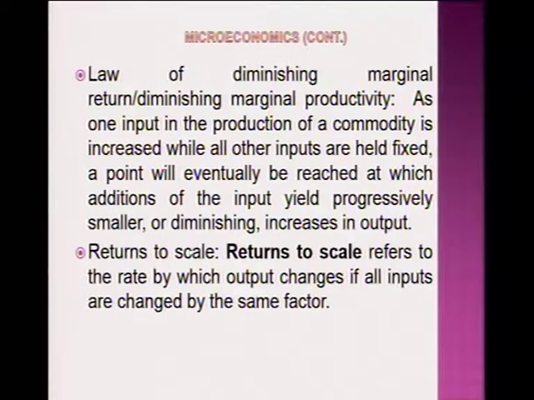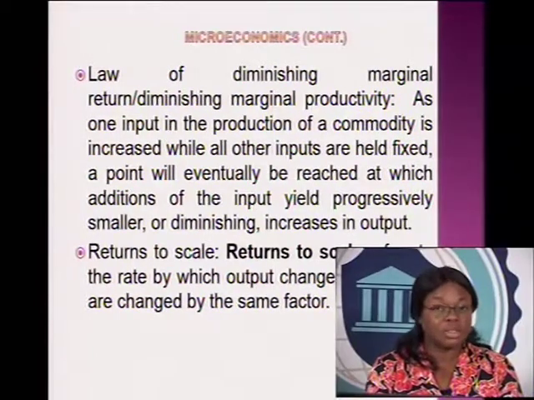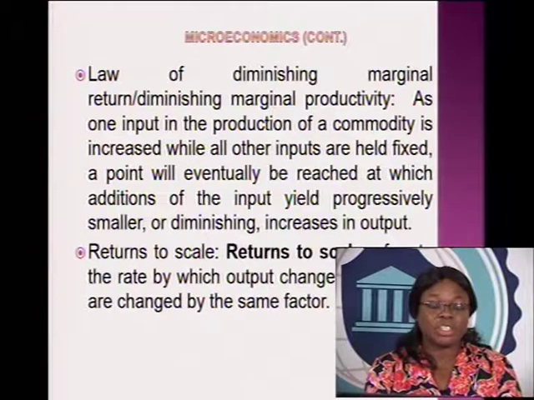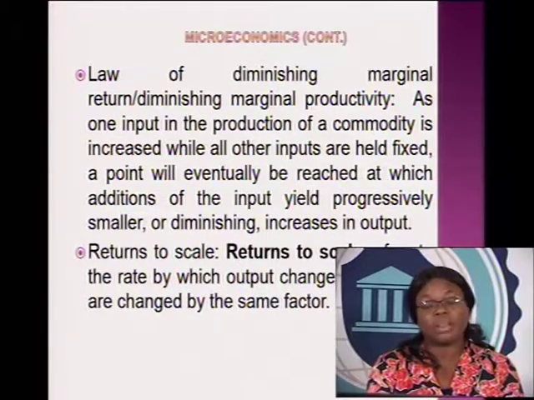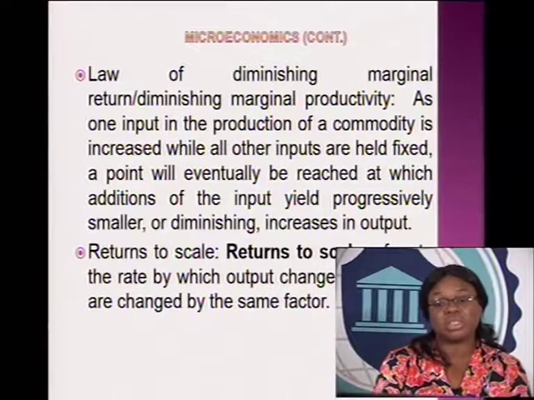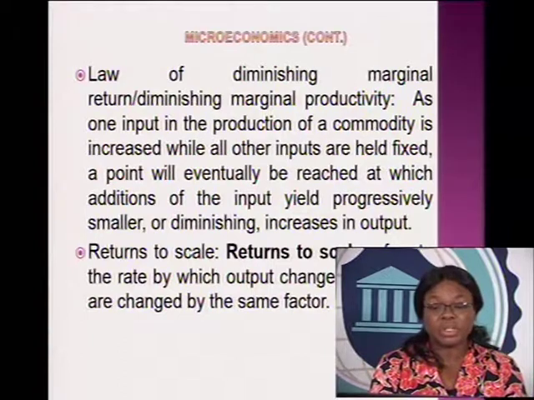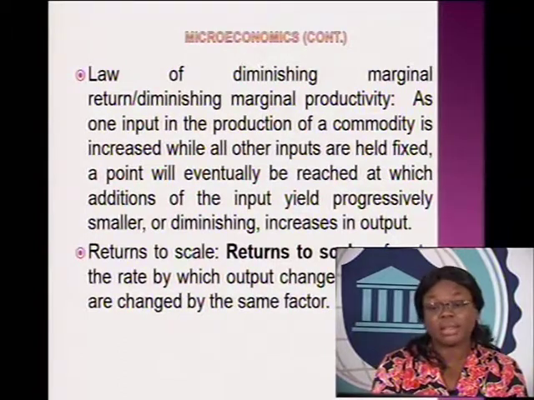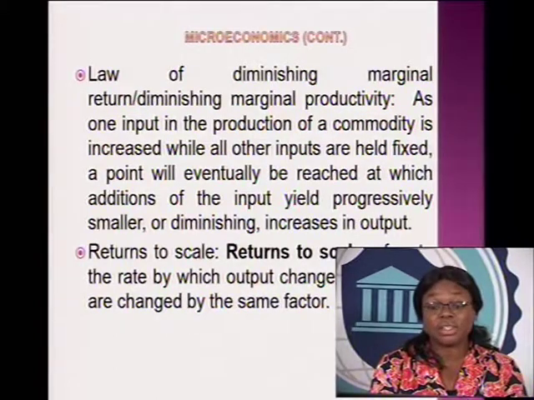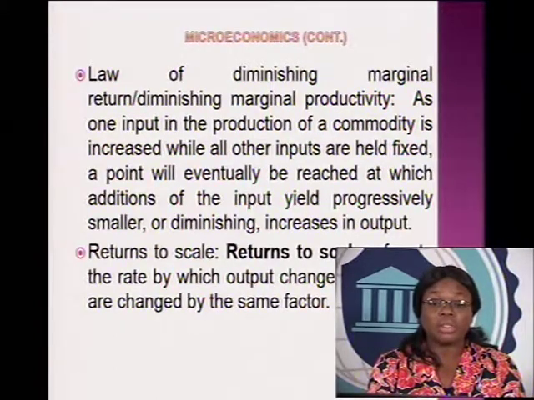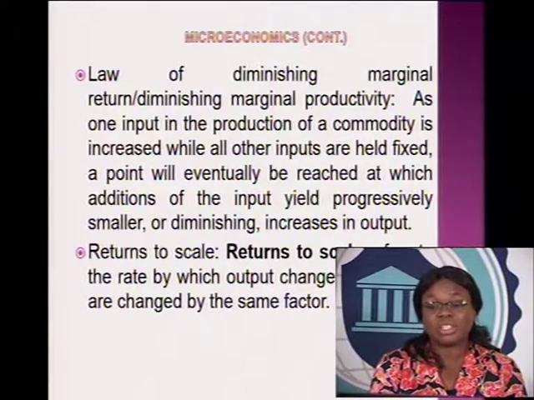And the law of diminishing marginal productivity. This is not utility. This is the law of diminishing marginal returns, or otherwise called the law of diminishing marginal productivity, which states that as one input in the production of a commodity is increased, holding other inputs constant, a point will be reached at which additions of input yields progressively smaller or diminishing increases in output, like we saw in the diagram a minute ago.